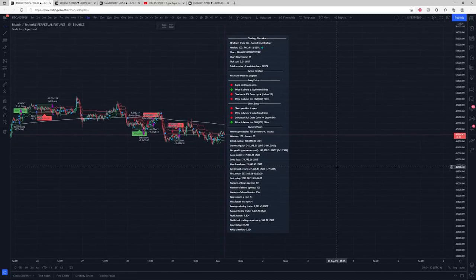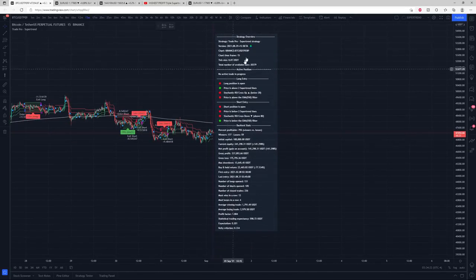So with the widget, you get a bunch of different things. It's going to tell you the settings that you have. It's going to tell you the conditions for a long entry, conditions for a short entry, and then these color-coded dots to tell you which conditions are being met at any given time.